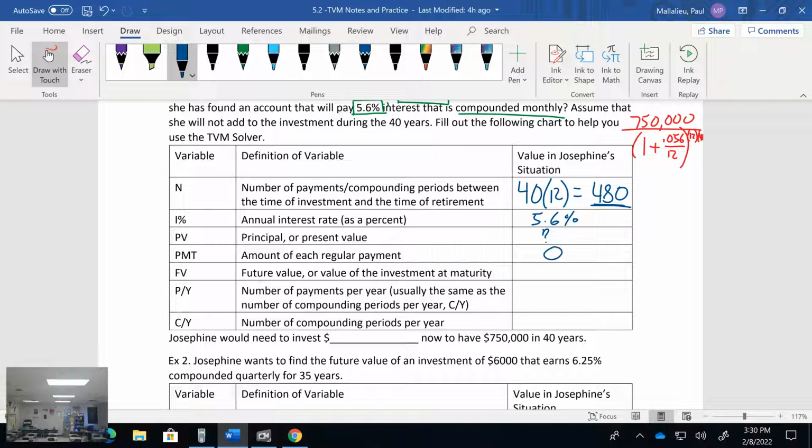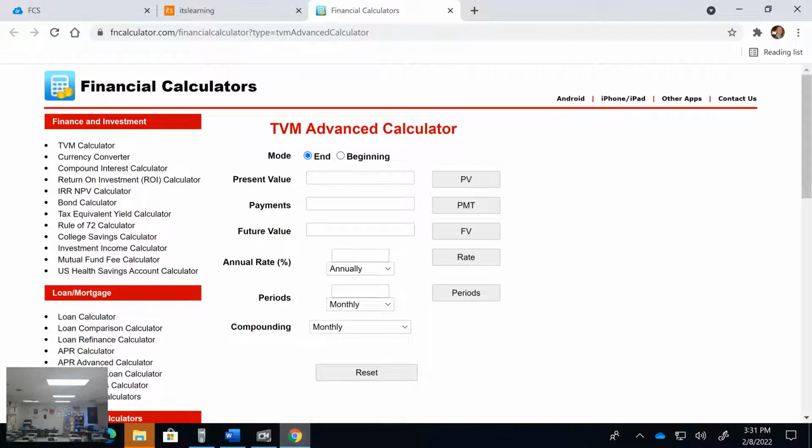We're saying that she does not add any to it during the month, and we would like the future value to be $750,000, and both of these are the number of times that it's compounded during the year, so 12 times. All right, so you could put all that in the calculator, and it would give you $80,260.99. Here, I'll write it here.